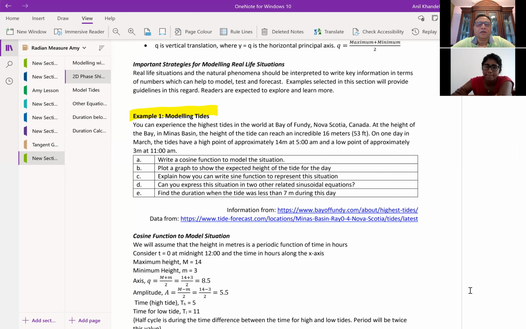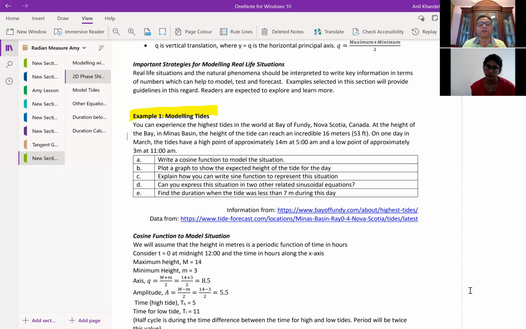Now, based on this, we need to write a cosine function to model the situation, and plot the graph to show the expected height of the tide for the day, anytime during the day. If you want to know the height of the tide, we should be in a position to know. Explain how you can write a sine function to represent this situation. So we'll begin with the cosine function and then write the same function as a sine function. As you know, the two functions lag by a quarter of the cycle, correct? Right, that is a phase shift. So we'll incorporate that quarter of the cycle phase shift.